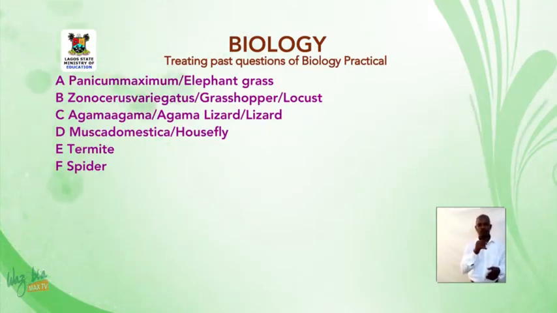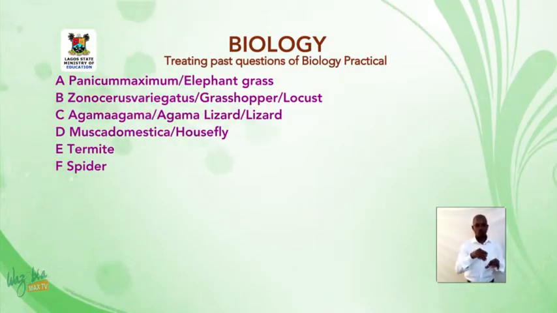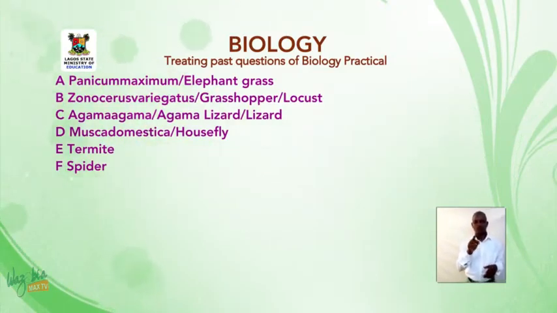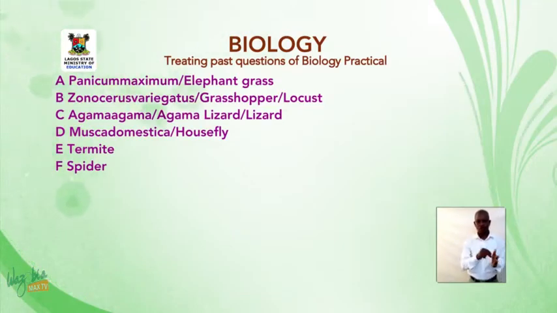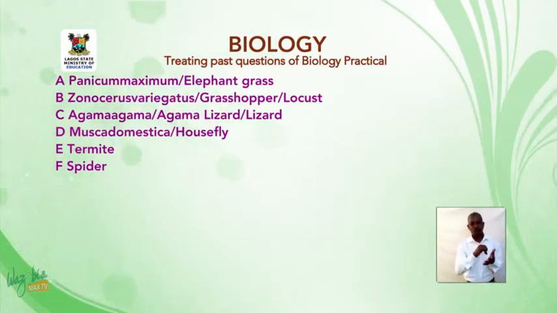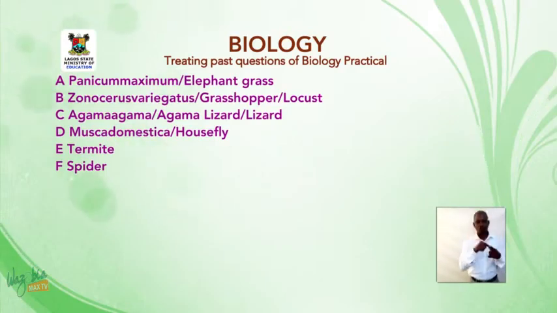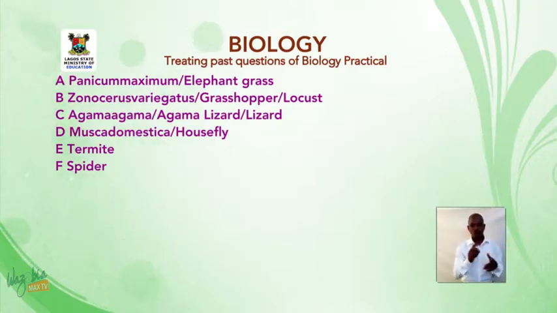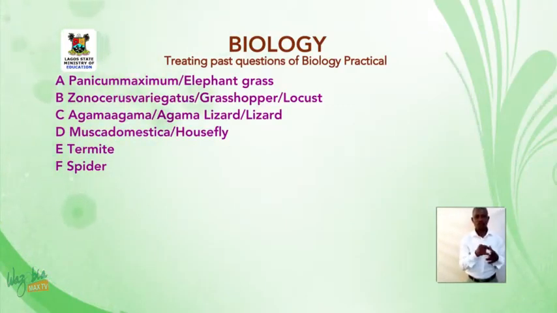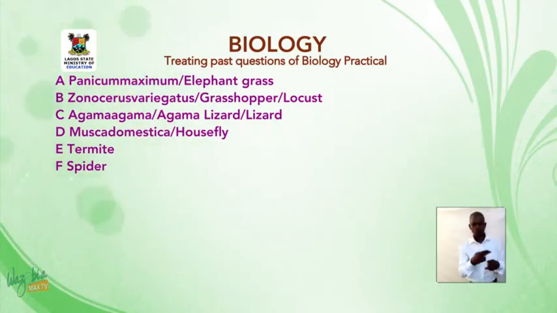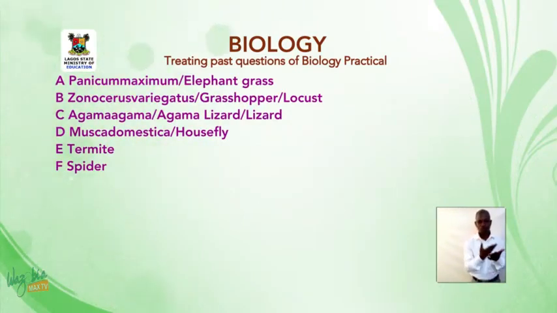D, Musca domestica or housefly. E, termites. F, spider. Note, for those identifications, either you have chosen to write the biological name, and if you are able to write it properly, it is okay, or you can only write the normal name, the English name for them, and that is okay.